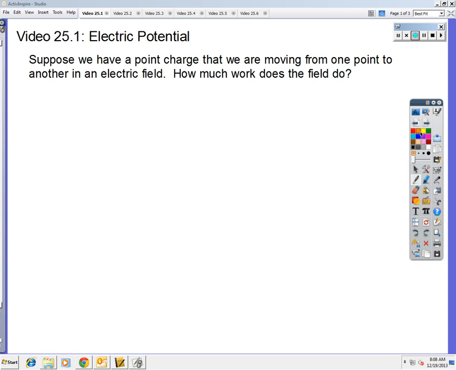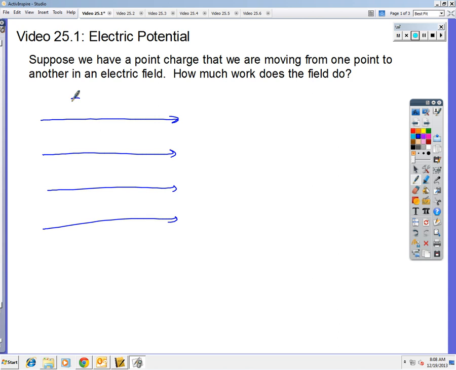So to illustrate what I mean by electric potential, imagine that we have an electric field in some region in space. And also, let's imagine that we have a point charge, which I'll assume to be positive, that we move from some initial position to some final position, so that it has displacement delta x. Now the question is, how much work does the field do?